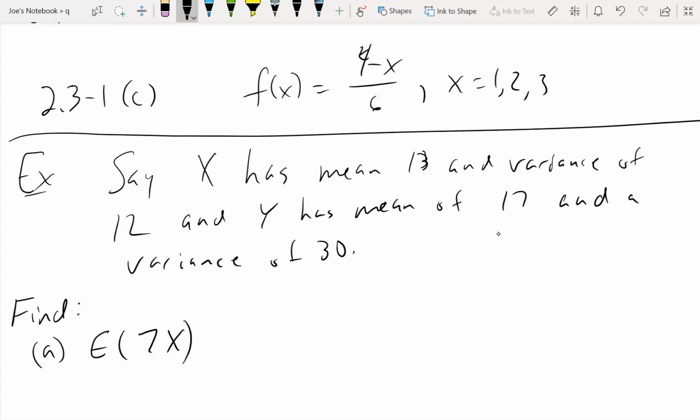Start with a straightforward one. Let's say I asked you for the expected value of 7X. What can I do? What's one of your properties of expected value? Pull the 7 out. And do we know the expected value of X? What is it? 13, yeah, because we're given the mean is 13, right? So I can pull the 7 out and just plug in the 13 for the expected value.